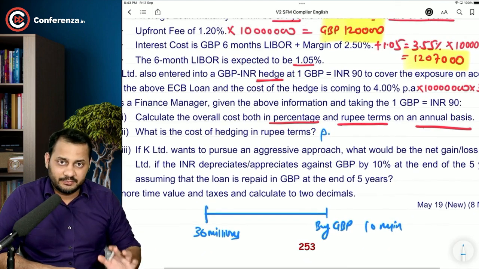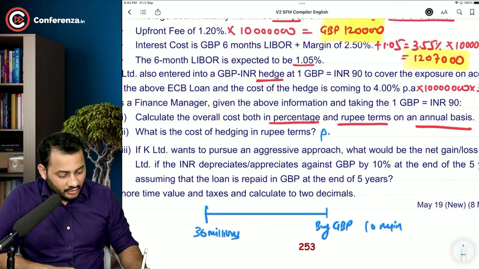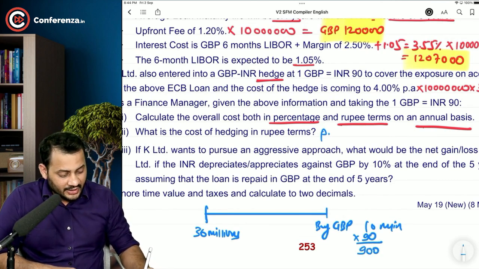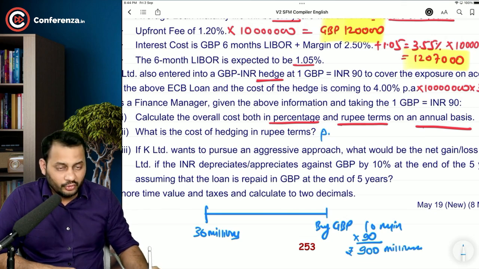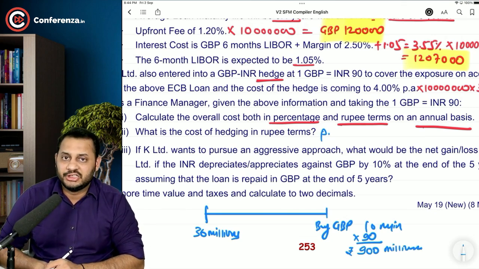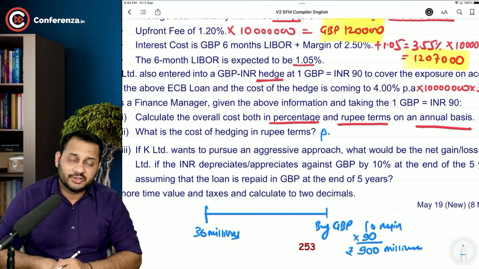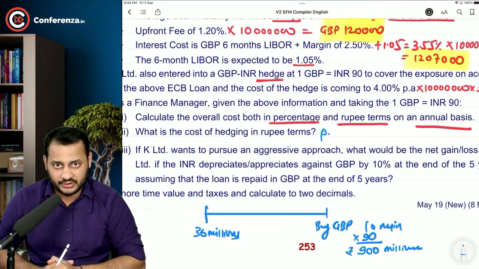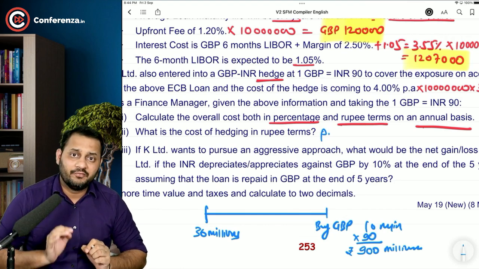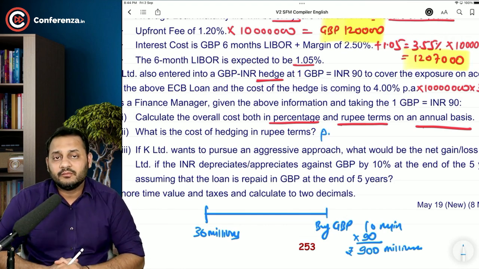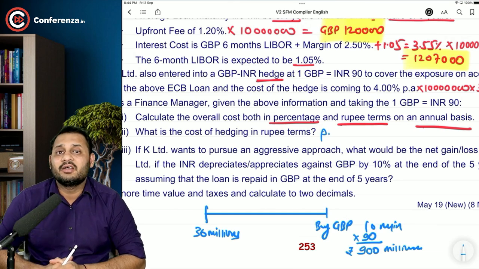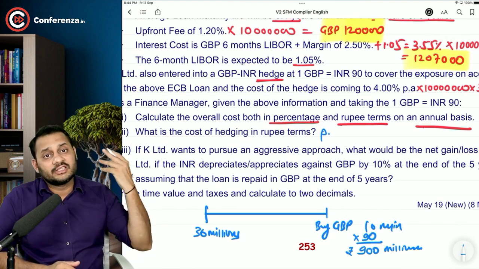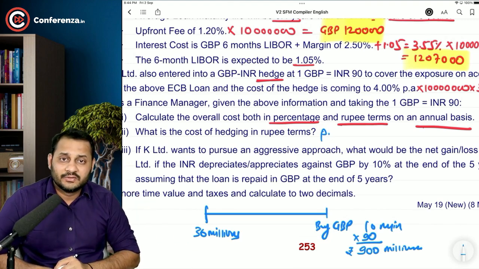So originally speaking, according to the forward contract, you will buy every GBP at 90 rupees, and that will cost you 900 million rupees to repay the loan of 10 million GBP, right? But for that purpose, to fix that 90 rupees per GBP rate, you paid 36 million as the hedging cost. What would have happened if you would not have taken the hedging? Like if you would not have taken the forward contract, and if you would have kept your position open for the spot rate of that date, two things would have happened.